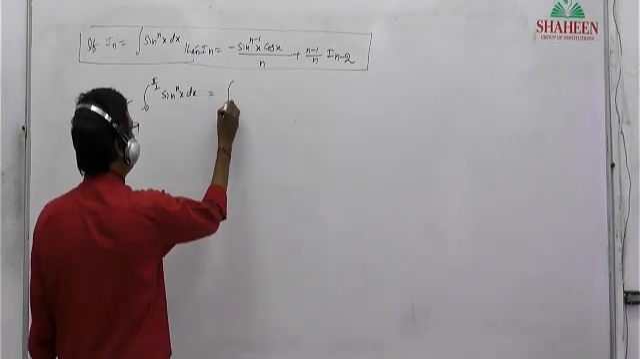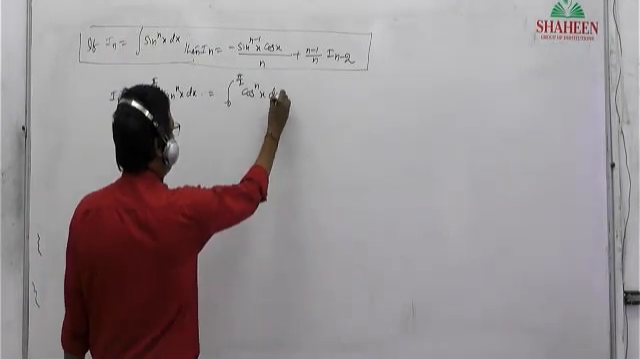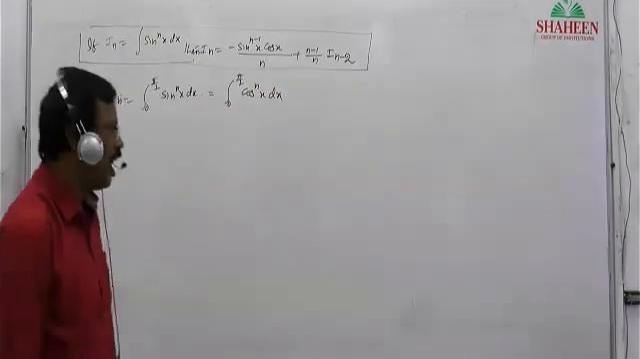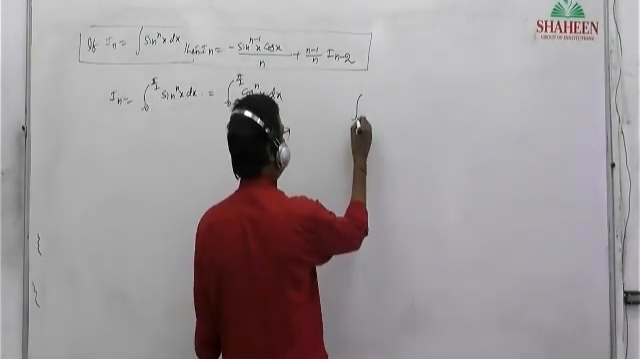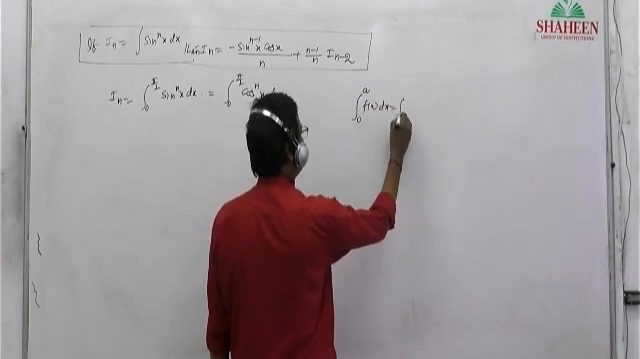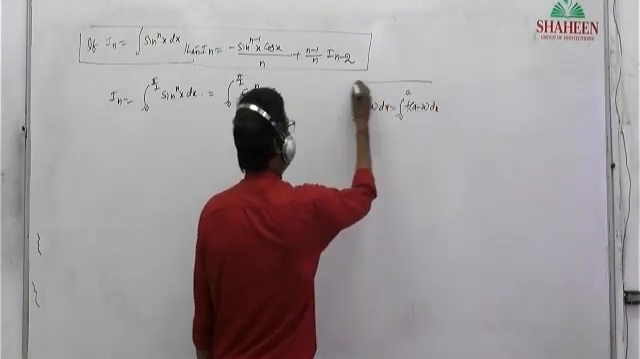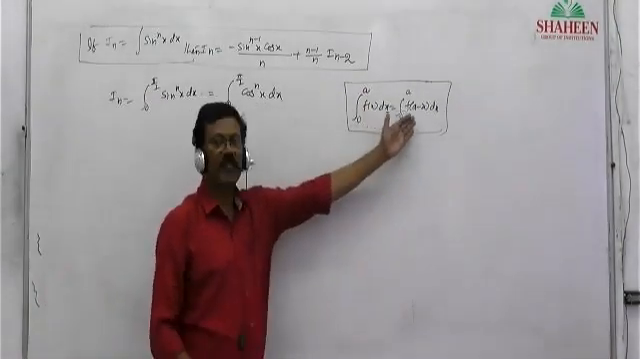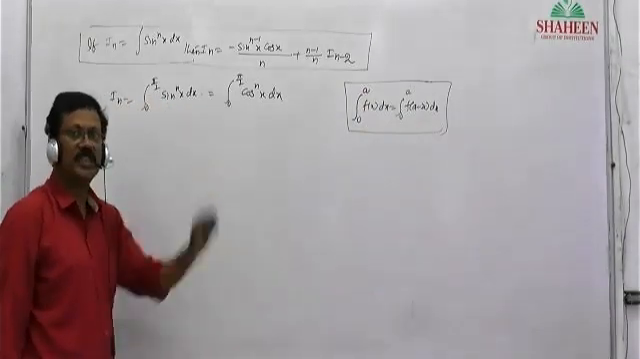Is it equal to integral 0 to pi by 2 cos^n x dx? Or are these both equal? Can we write these two are equal or not? How? Now, apply this formula: integral 0 to a f(x) dx. Now, we can write integral 0 to a f(a minus x) dx by using this formula. By using that one, we can say this is equal to this. Is it correct or not?